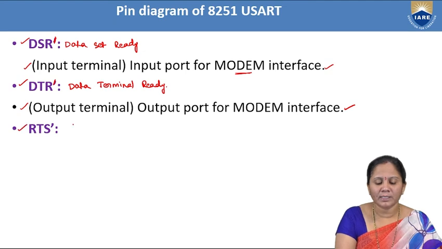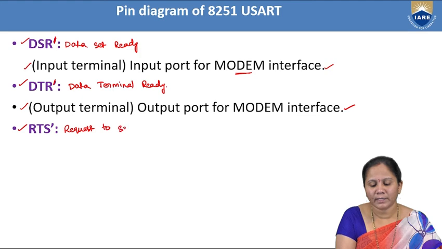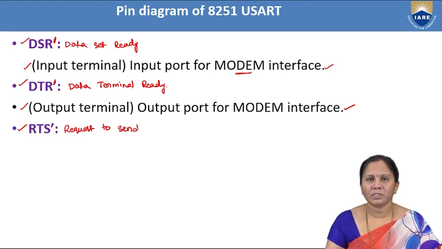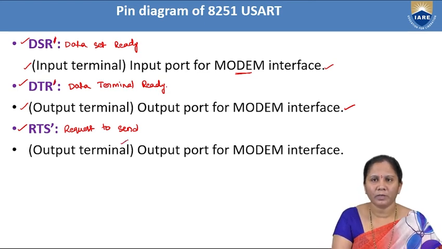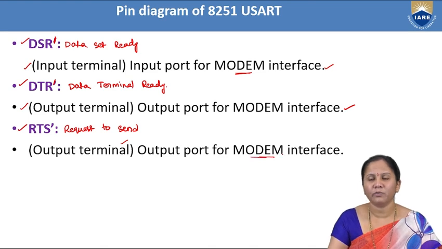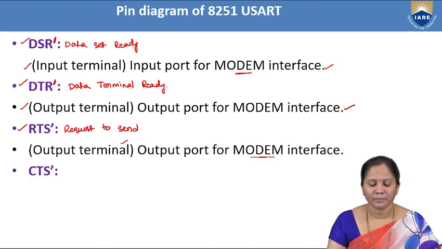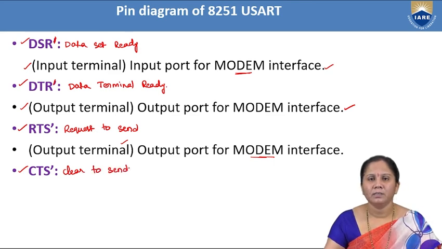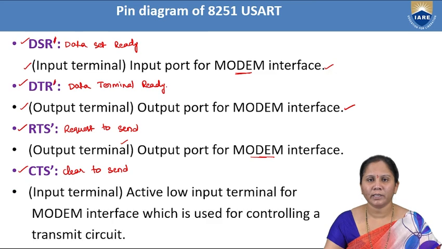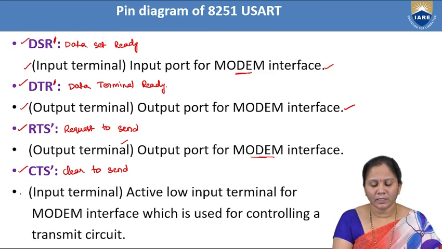And RTS is request to send. So request to send is also an active low signal. It is the output terminal, and this signal is an output port for the modem interface. And the next signal is CTS bar. It represents clear to send. This CTS is also an active low signal. It is the input terminal.